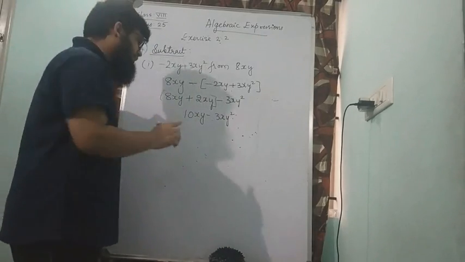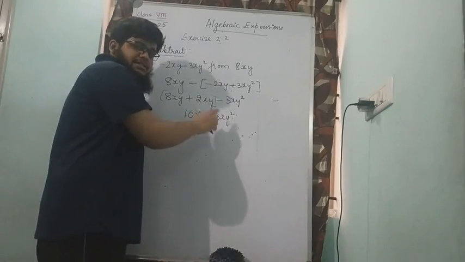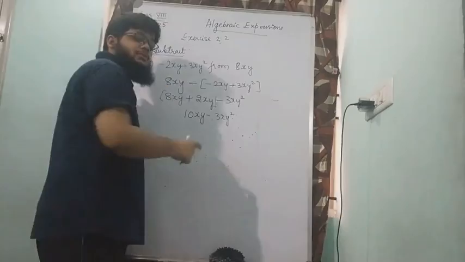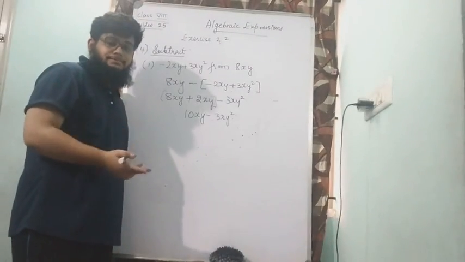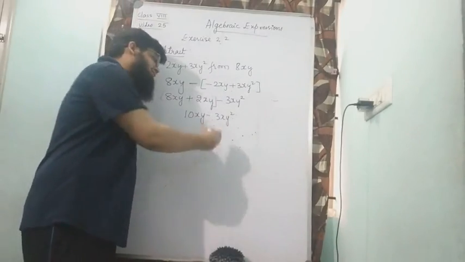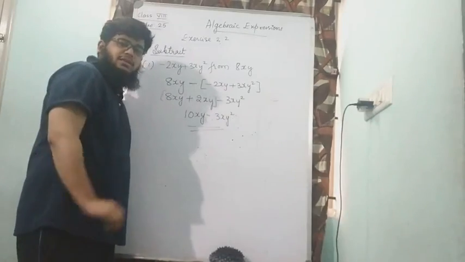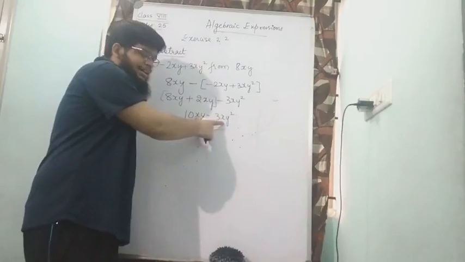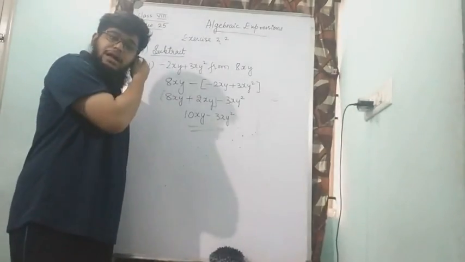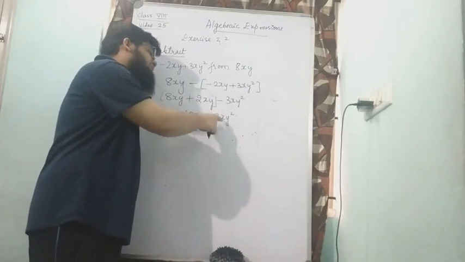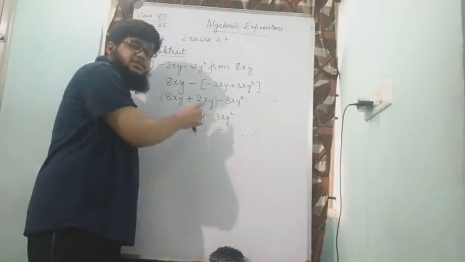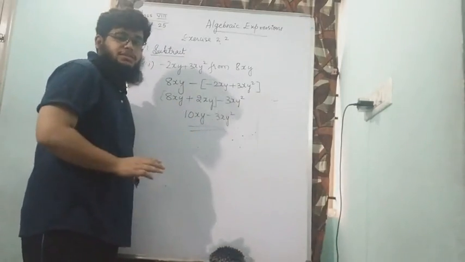Now please don't think that 10 and 3 should be subtracted. 10 minus 3 is not 7 here. Why? Because xy and xy square are unlike terms. They both are different. So xy and xy square cannot be subtracted. That's why this answer is only this much. We have to stop here because here I am getting unlike terms. Unlike terms cannot be added or subtracted. If I had 10xy minus 3xy, that time I could subtract. But now xy and xy square are unlike terms. That's why the answer stops here itself.